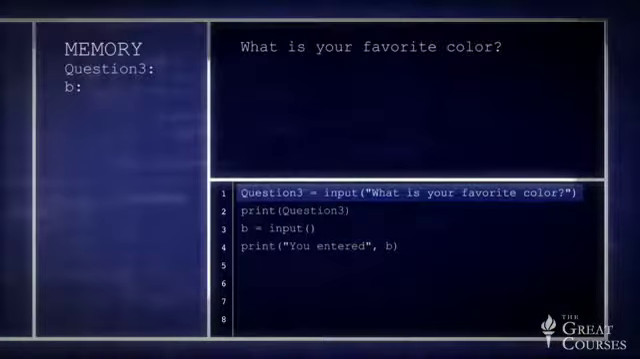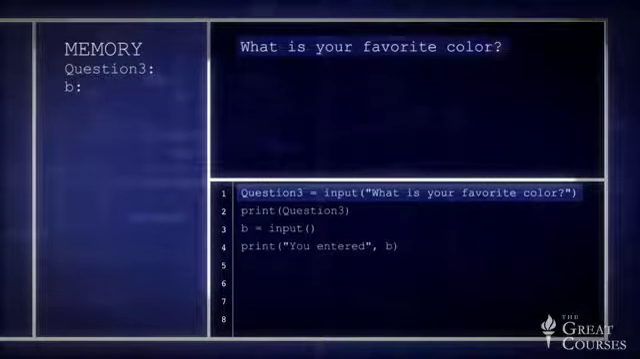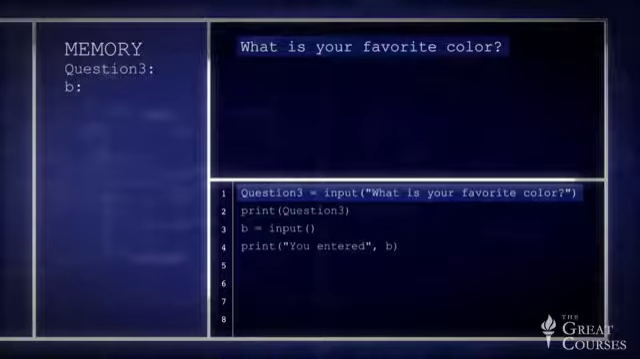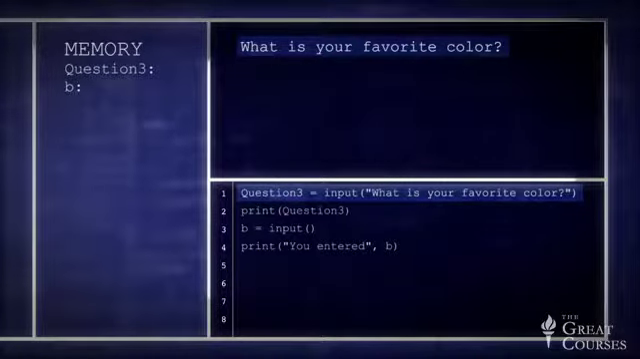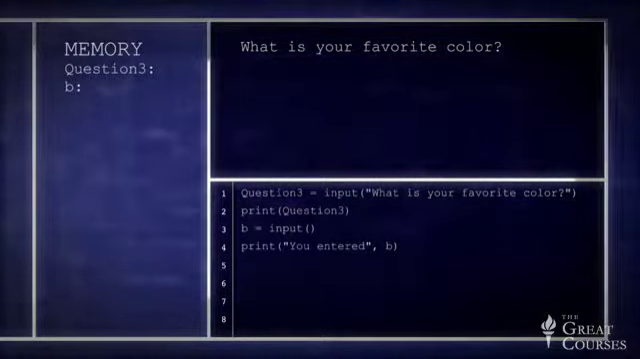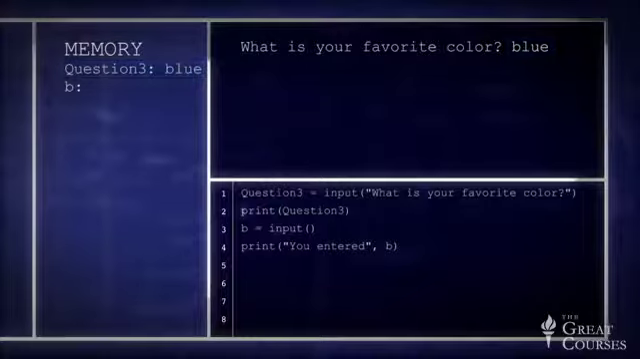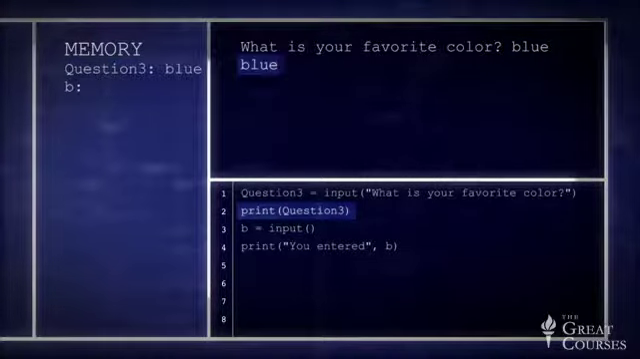In the first line that you see here, the input command is going to print the text, "What is your favorite color?" and then wait for the user to type in a value. That value is going to be assigned to the variable question3. So, suppose a user types in the value blue. This assigns the value of blue to question3. And when we print out question3, we indeed see blue prints out.